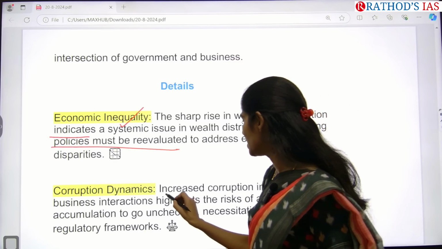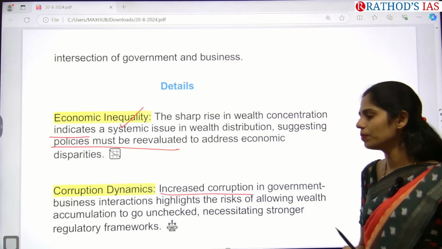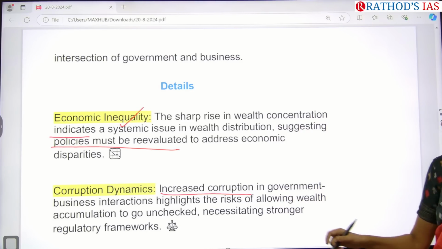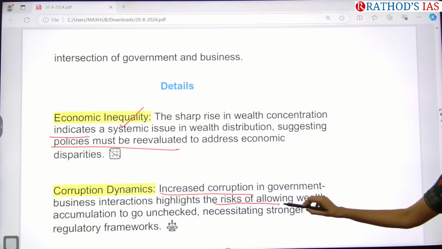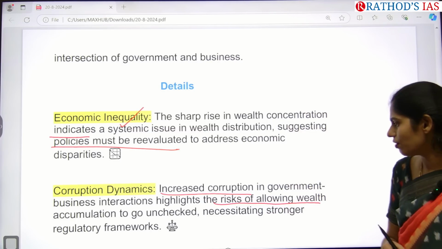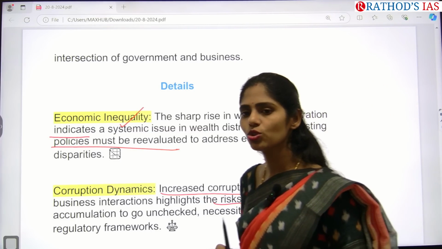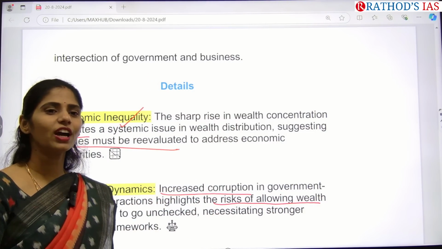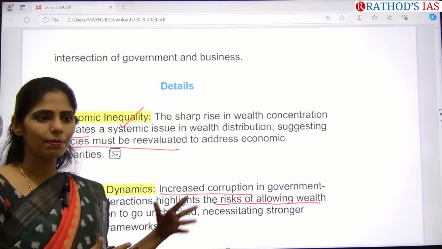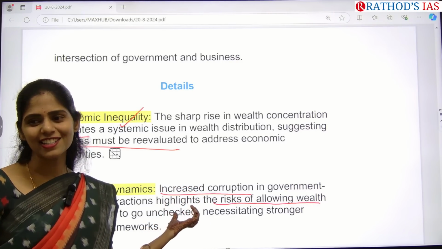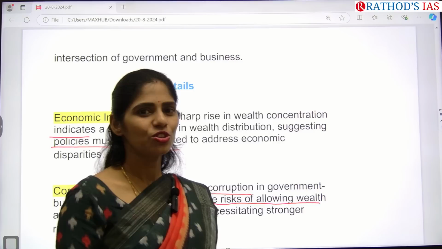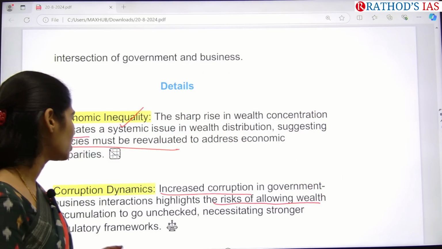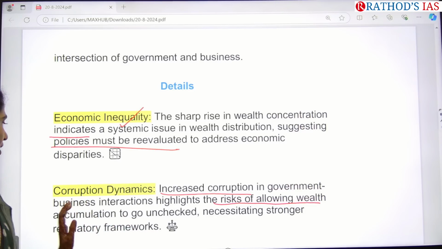And next, there is increased corruption in our government, wherever there are government-business interactions. So this says there is a risk of allowing wealth accumulation to go unchecked. Whenever there is a political nexus with the help of the government, if they are doing corruption, what happens? There will be no raids, there will be no proper audits. So wealth concentration will happen with a few, right? There is no proper distribution with many.